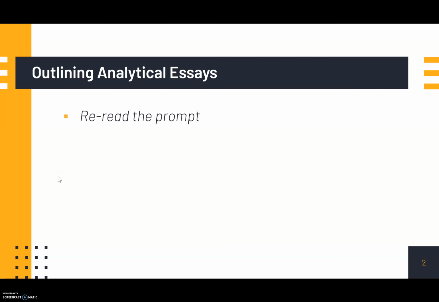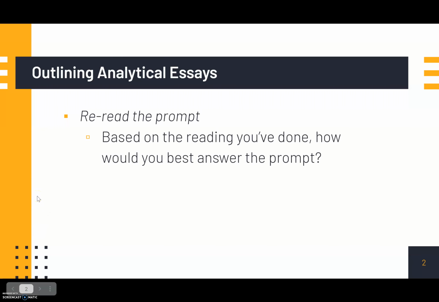So the first step seems really obvious, but it's easy to skip over. Reread the prompt. Pay attention to what you're being asked to answer. Pay attention to the word choices being used there. And then after rereading the prompt, you want to ask yourself, based on what you've read so far, how would you best answer that prompt? So what is your initial feeling for how you would answer the questions in the prompt?